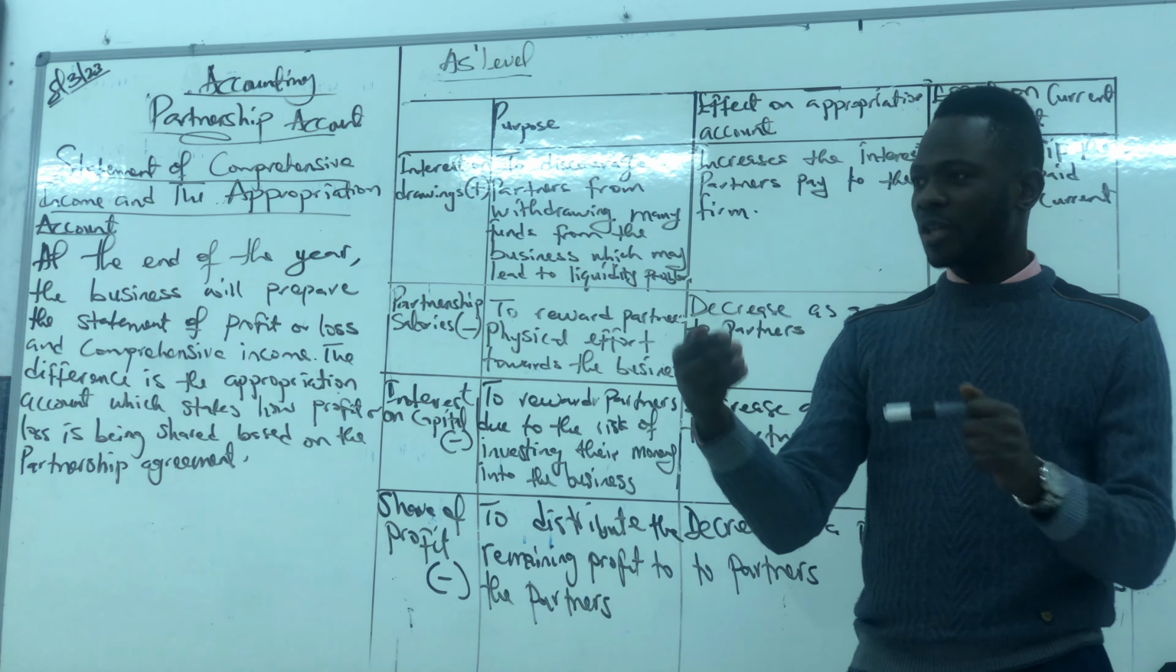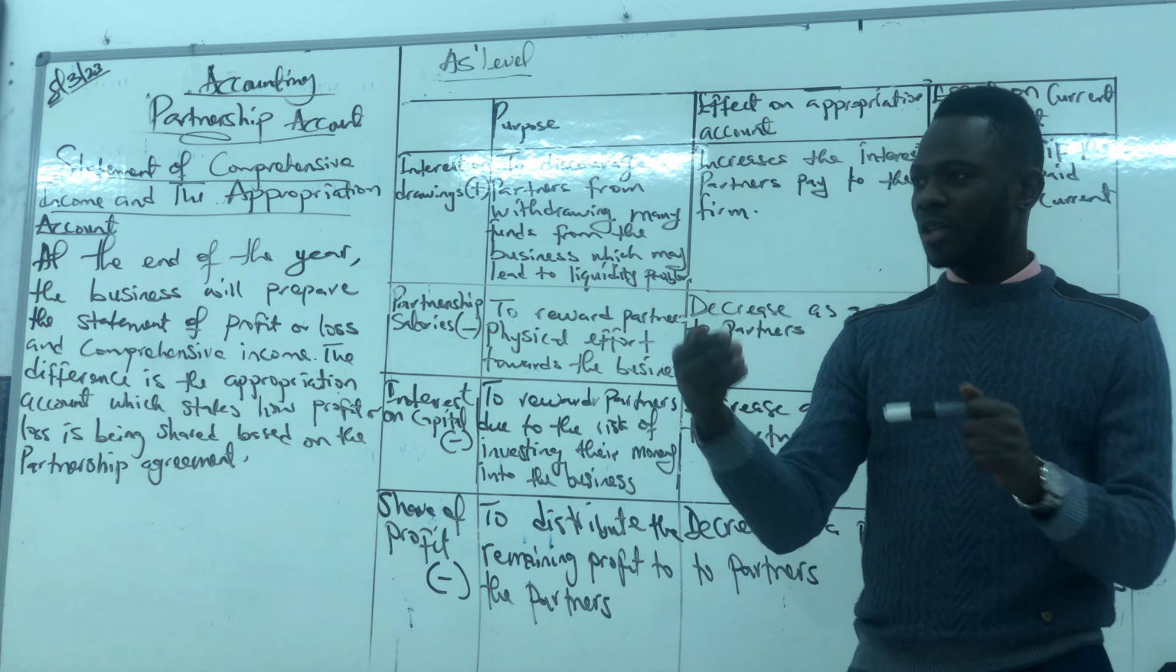So when we're talking about statement of comprehensive income and appropriation account, here we're talking about how profit is being shared among partners. That is the point. But what makes a partnership account different from a sole trader is that a sole trader doesn't need an appropriation account, because all the profit belongs to that sole trader.